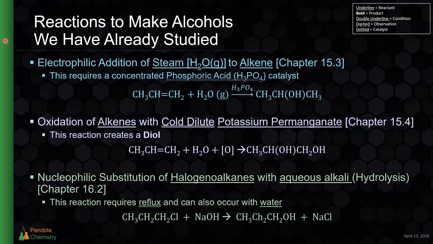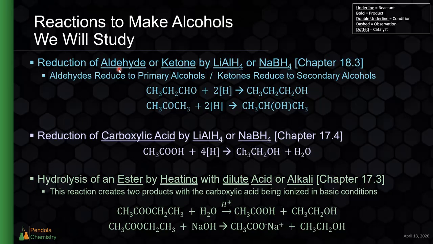Now let's look at the preview section. Let's look at the reactions we will study in different sections that are going to come up that will create alcohols. Now with these reactions, these are usually because the reactants are things that we haven't studied yet, like aldehydes, which are part of chapter 18, or carboxylic acids, which are parts of later sections of chapter 17. So, what are these reactions? I'm going to go over them really quickly. I'm just going to point out the reactants because we will look at the specifics of these reactions in those later sections.